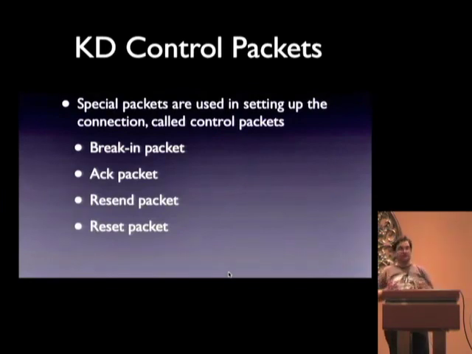You also have what are called KD control packets. And these are the packets that actually build the communication. So there's a packet to break in the machine, a packet to acknowledge any command, a resend packet, and a reset packet. So it's a very basic wire communication protocol.